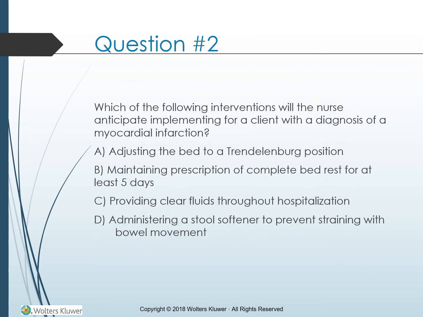Question: which of the following interventions will the nurse anticipate implementing for a client with a diagnosis of an MI? A. Adjusting the bed to a Trendelenburg position. B. Maintaining prescription of complete bed rest for at least 5 days. C. Providing clear fluids throughout hospitalization. Or D. Administering a stool softener to prevent straining with bowel movement.